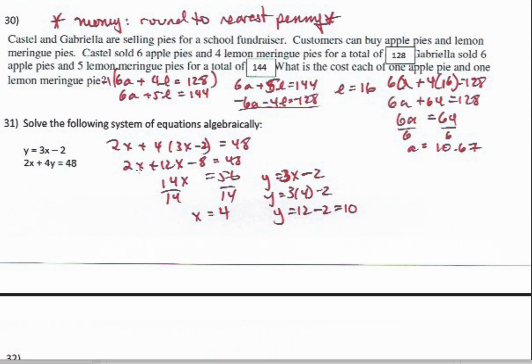Combining like terms, same side, same operation, I get 14x minus 8 is 48. I added 8 to both sides to get from 48 to 56. Divided by 14, and I get x is equal to 4. Then I can use either equation. The great thing about substitution is it's usually very easy, as it is here, y equals 3x minus 2. So y equals 3 times 4 minus 2, which is 12 minus 2, which is 10. So y is equal to 10.